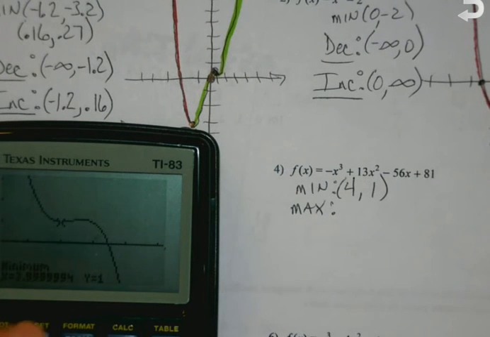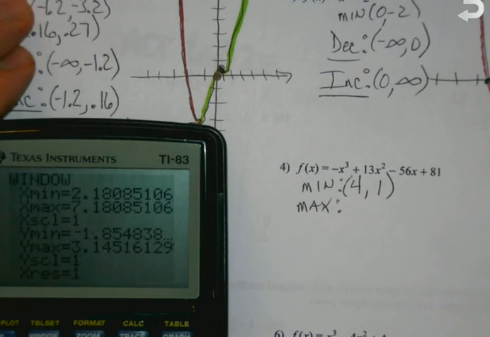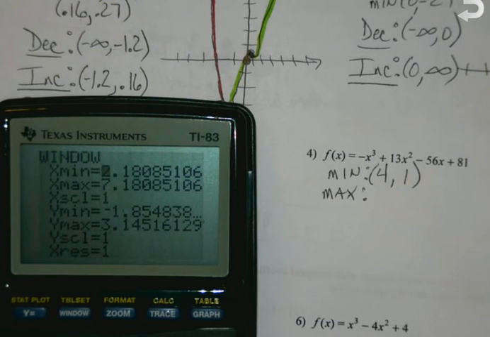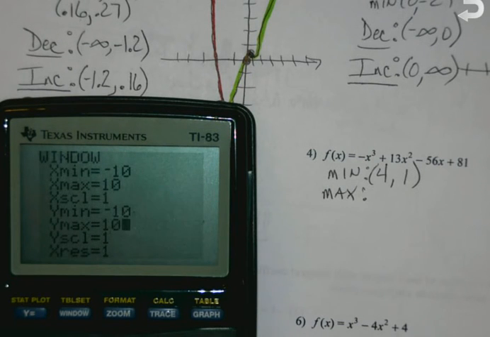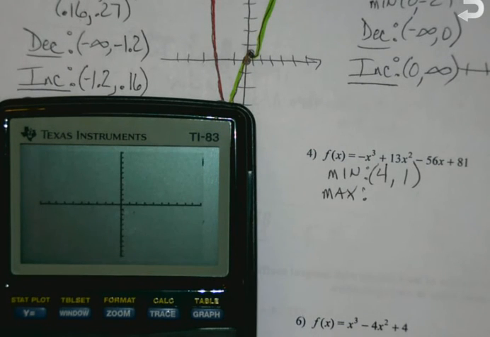Okay, let me reset here for a second. Let's make sure we know how to do this, because I'm not telling you that you need to randomly know how to get these decimal answers. So let's reset. Okay, here's our graph at normal, at least we hope. There it is.